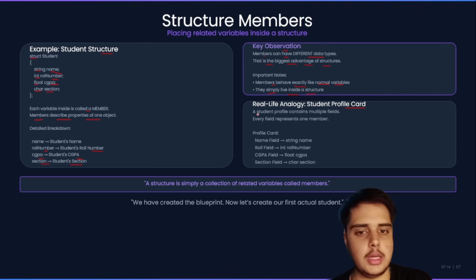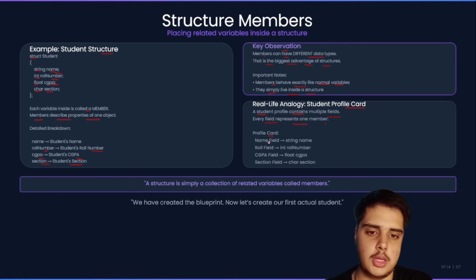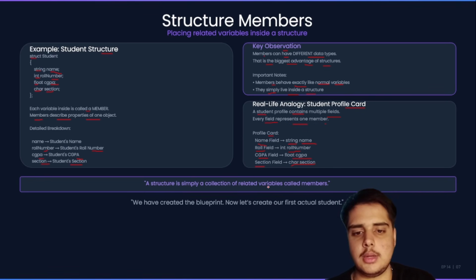Student profile card. A student profile contains multiple fields. Every field represents one member. The name field is a string with the name. The roll field is an int with the roll number. CGPA is a float with the CGPA. Section is a char with the section. So a structure is simply a collection of related variables called members. So we have created the blueprint.